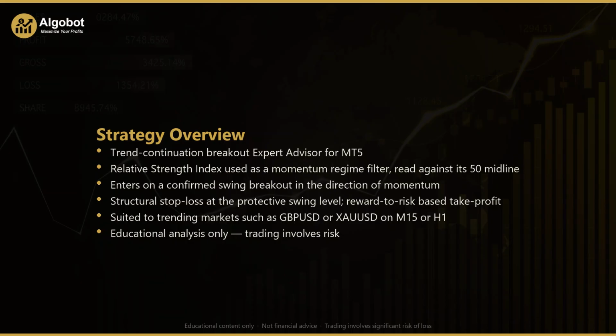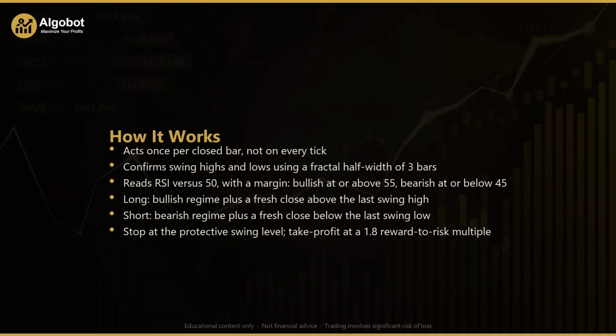The author suggests trending markets such as the British pound against the US dollar or gold on the 15-minute or 1-hour charts. It will suit a trader who is interested in momentum and trend continuation styles. As always, this is educational analysis, and trading carries real risk. Let's walk through the mechanics step by step.